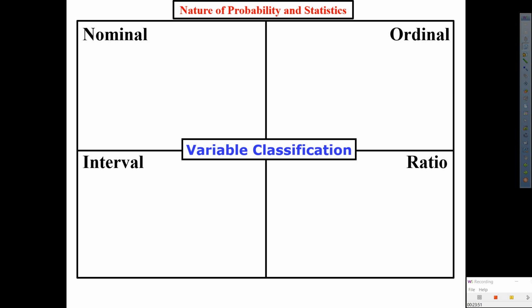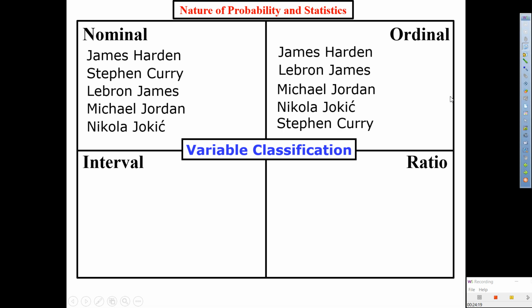All right. So here we go. Just to solidify this before we move on to some examples. Nominal. Here are some basketball players: James Harden, Curry, James, Jordan, Nikola. Now, is there any particular order? No, I just gathered the names, and it's just a list. Now, look at the ordinal. Tell your neighbor, what was the order, please?